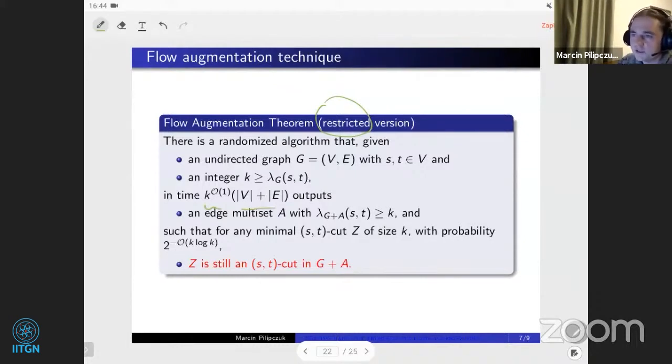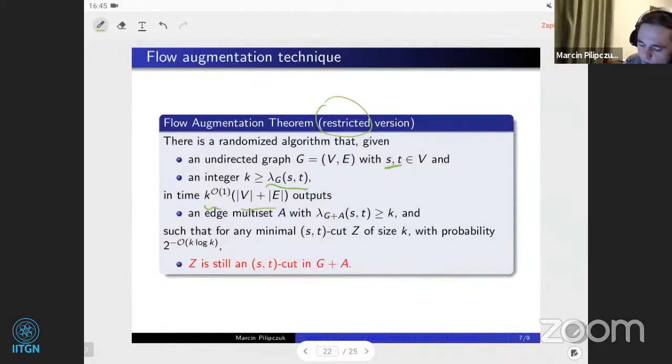Okay, so we have got a directed graph, and we have got designated sink and source. There is some number lambda of edge disjoint paths between sink and source, and there is some cut size k, and I think it makes sense only to have it strictly larger than lambda. So we have got some k which is at least the size of the flow.